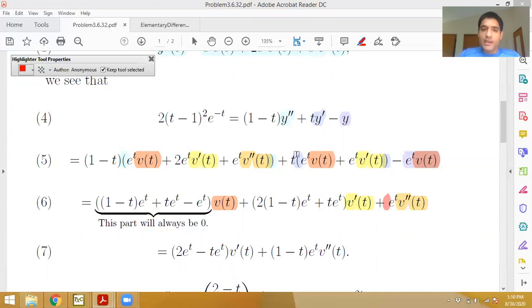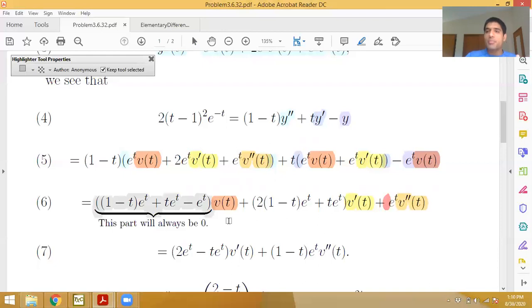Now that we've regathered the terms together, we see that here 1 times e to the t minus e to the t, those cancel out. Negative t e to the t plus t e to the t cancel out. So all of this turns out to be 0. Right? That is 0. So 0 times v of t, the v of t goes away. And that's the magic of reduction of order.